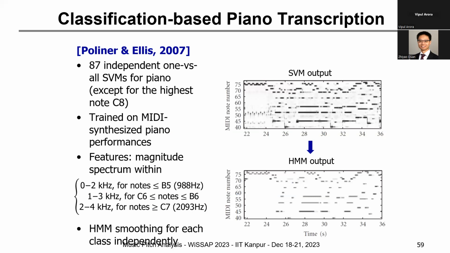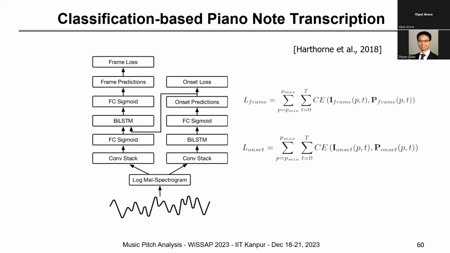This idea was first proposed using SVM classifiers back in 2007. And recently, in 2018, this idea was proposed again using deep neural networks. This is the onsets and frames paper from Google. Basically, they take the log mel spectrogram of the piano as input, and then they have two bidirectional long short-term memory networks, and also some convolutional stacks here.